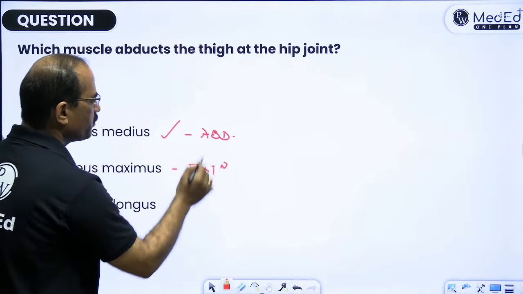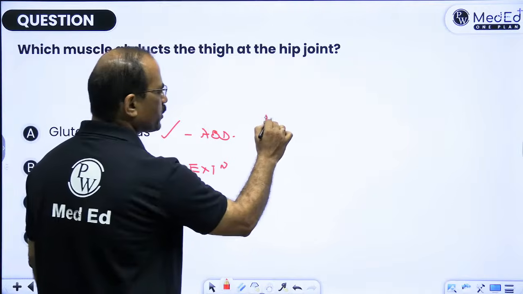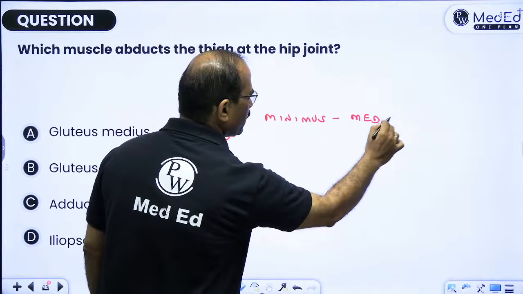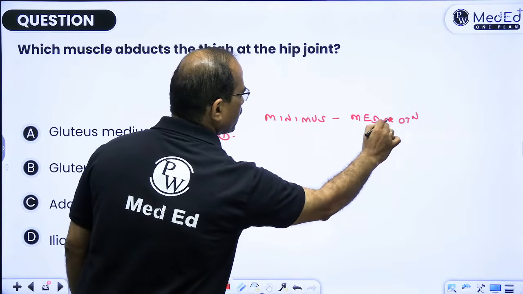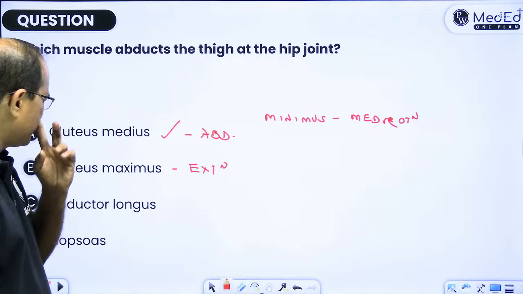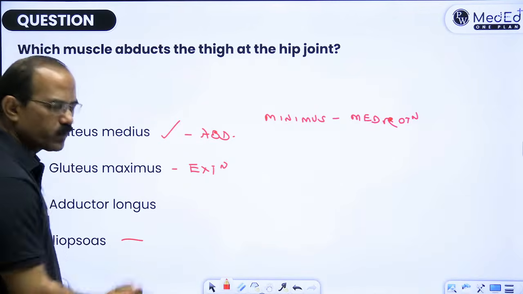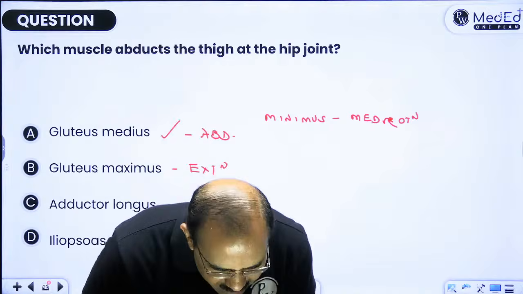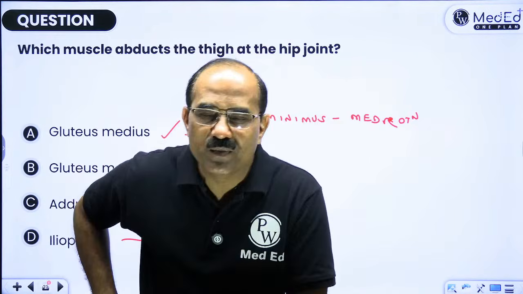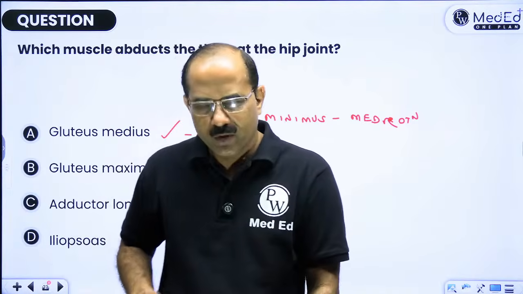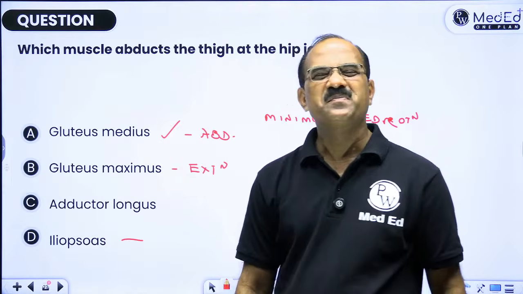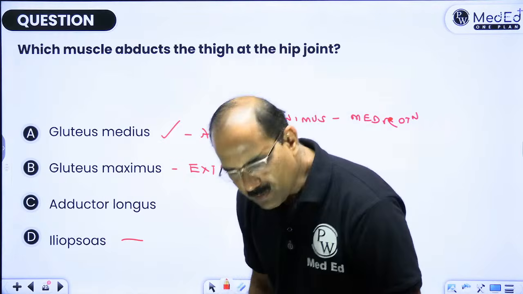And minimus का main action is medial rotation. याद रखना, medial rotation at the hip joint. That's the main action of minimus. हाँ, ठीक है. What is the action of iliopsoas? Iliacus and psoas major ये करेंगे flexion at the hip joint. Flexion at the hip joint या flexion at the vertebral column, that is done by iliopsoas.